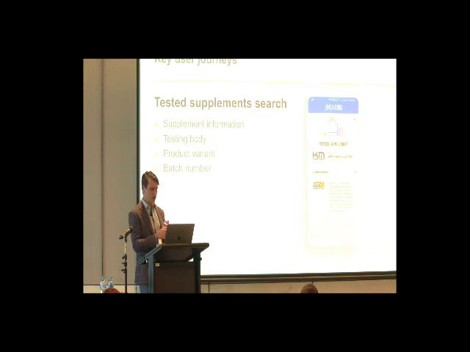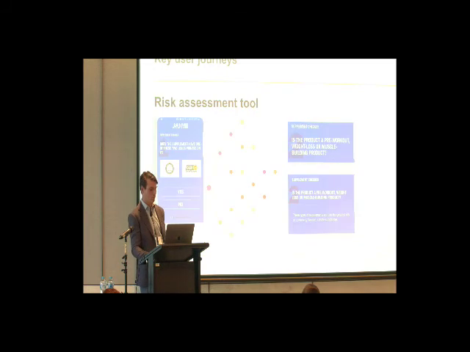And there's a bit of information in there. So there's information around the testing body that approved it, the product variant. They come in a range of different flavors, and batch numbers. So batch numbers are really important. You can buy the same product, but if that particular batch hasn't been tested, then the outcome can be variable.